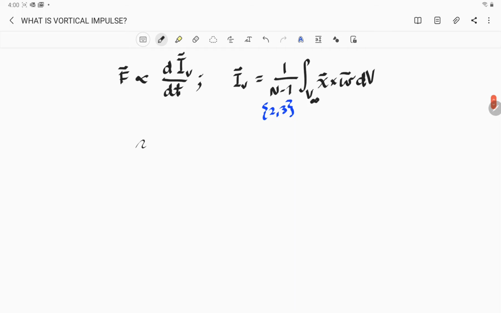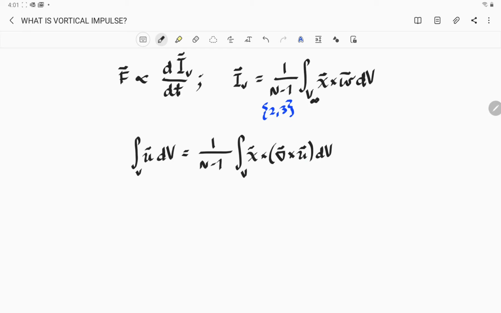So for any continuous vector field, so U here could be any continuous vector field, this integral over a volume is going to be equal to the integral of x cross the curl of that vector field. So in the case of velocity, this is the vorticity that we're recovering.